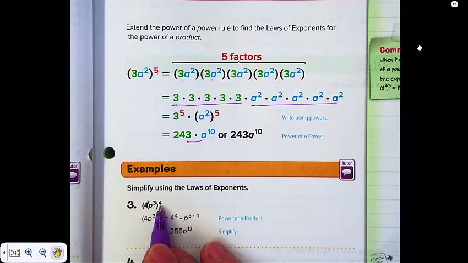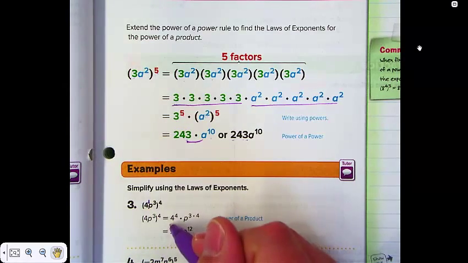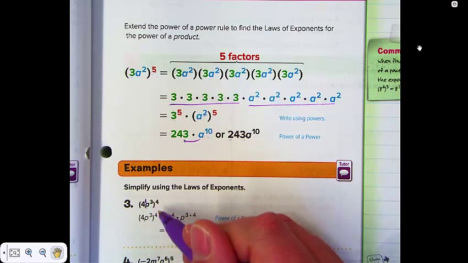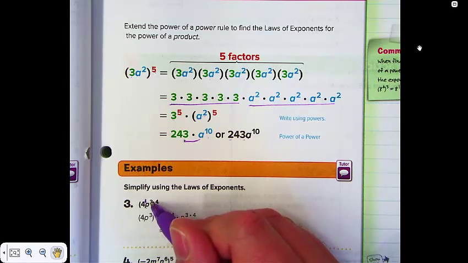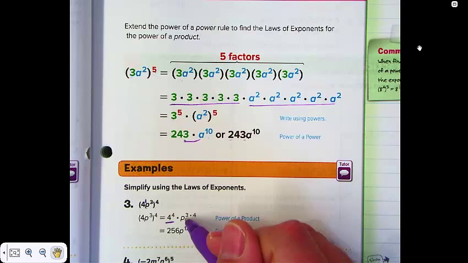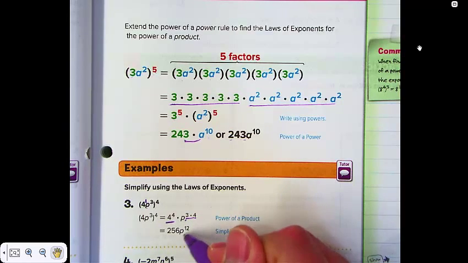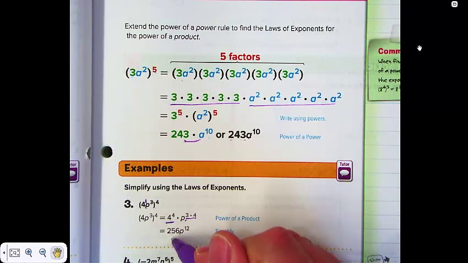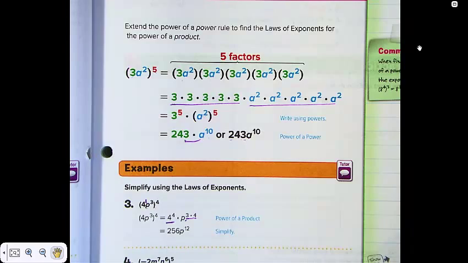So then when I multiply this out, I know right away I'm going to have 4 to the 1st power. That gets multiplied by that. 1 times 4 is 4, so I know I have 4 to the 4th power. Then p is to the 3rd power, no base in between. So 3 times 4 is 12, right there. So that gets me my 12 that I get right there. So you have 4 to the 4th power, you have 256 times p to the 12th. Okay?